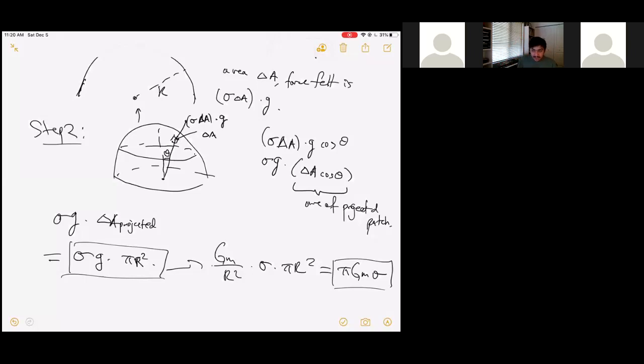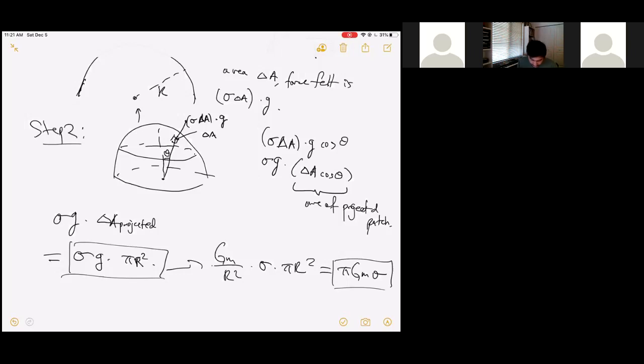Now, then we know that the force on the hemisphere part should be exactly equal to the force on the base part. Because the net force due to the fluid on the thing should be 0, because a fluid inside the thing is not going to have the thing accelerate.